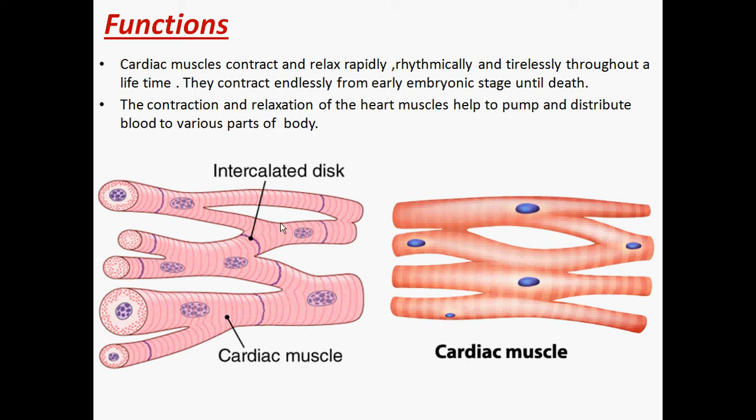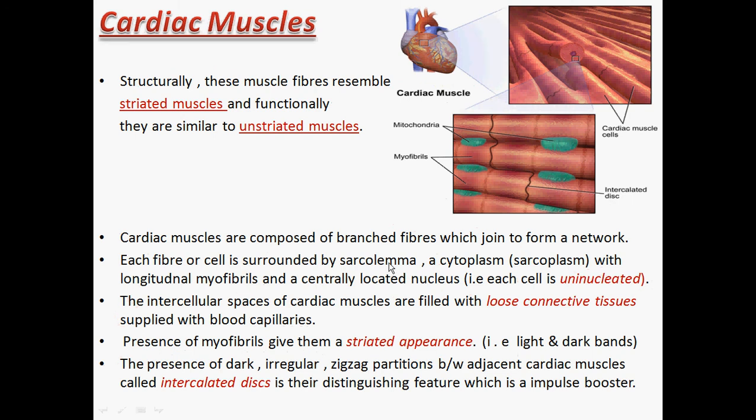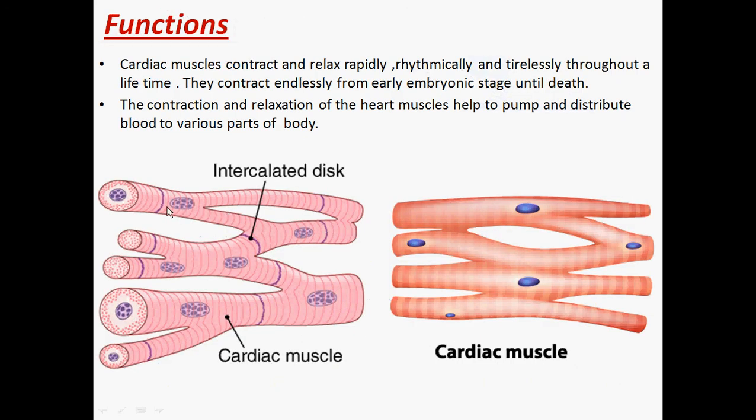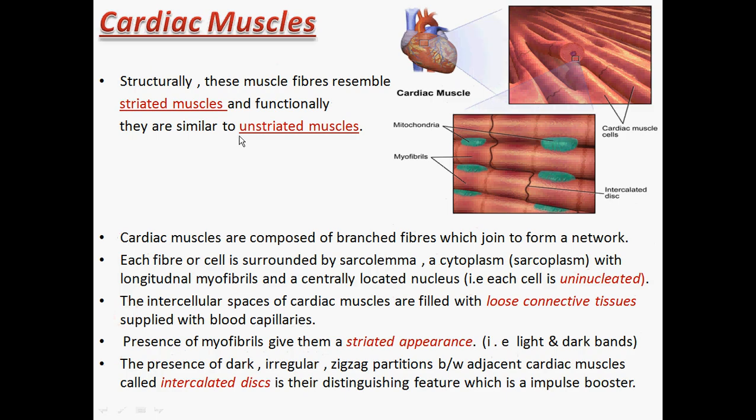This figure you have to draw in your copy as it is. You can see this figure. This is one muscle fiber containing a single nucleus. That is why they are uninucleated, and that is why they are similar to unstriated muscular tissue. They contain myofibrils which make a light and dark appearance, giving them a striated appearance. That is why they are similar to striated muscular tissue. In this way, there are intercalated discs which are the impulse boosters. So you can draw this figure and note down the content as it is from these cardiac muscular tissue slides.